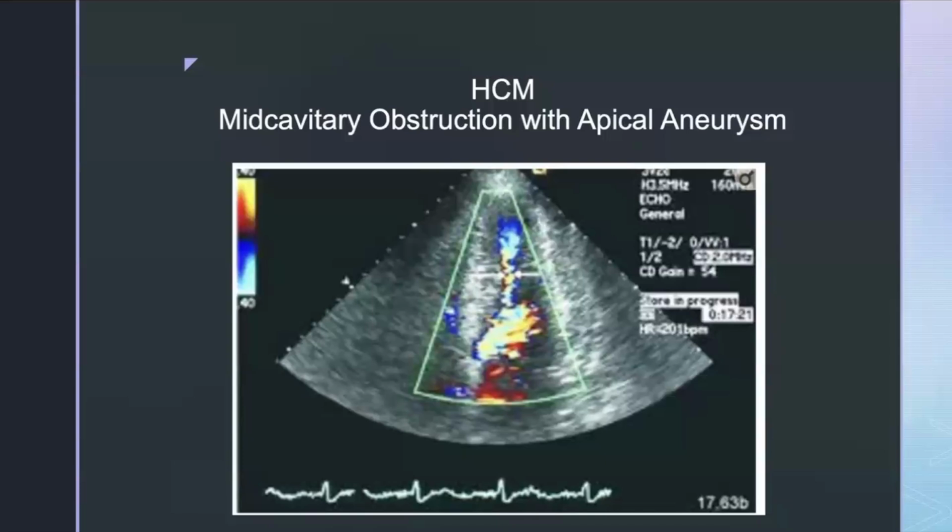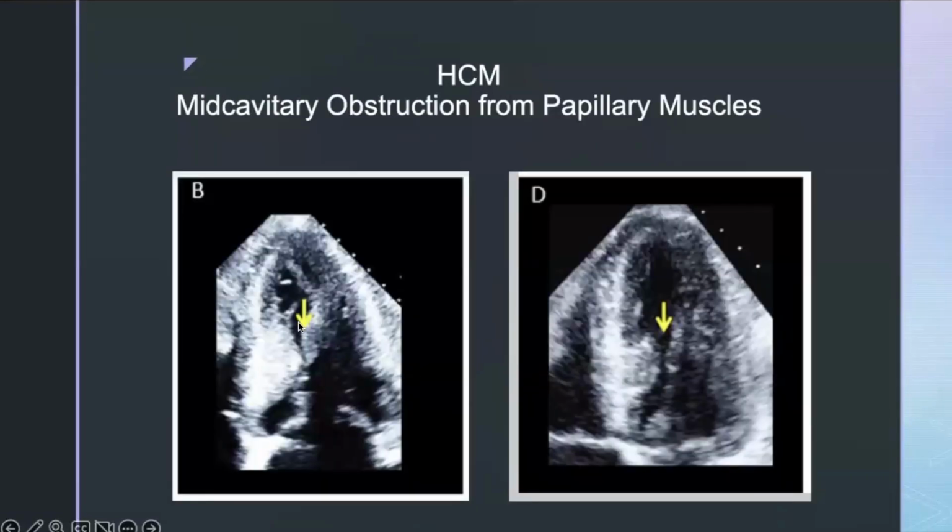So here you can see there's flow acceleration, and when the gradient was measured, it was elevated. The other thing that this image starts to show is that there's two distinct compartments, one distally and one proximally. And if you look here, you can actually see where there is the midcavitary obstruction in HCM. Here, the papillary muscles, because they're hypertrophied and thick, result in this obstruction during systole. And it's a true obstruction because there are, like I said, two cavities.